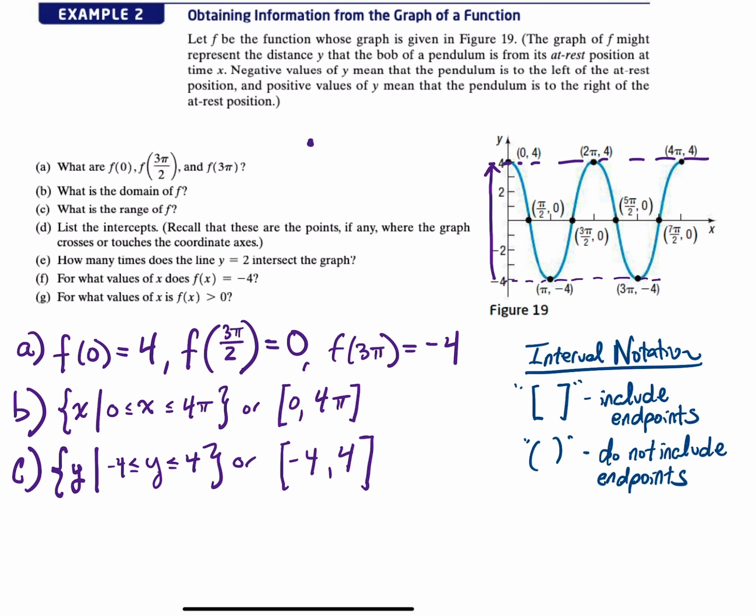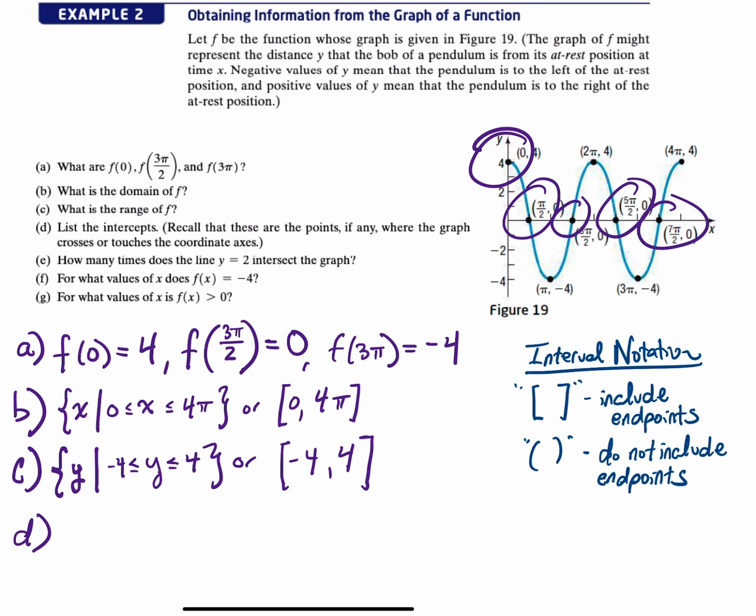So D is asking to list our intercepts. And it says, recall that these are points, if any, where the graph crosses or touches the coordinate axis. So in this case, they're looking for both the x and the y intercepts. So I see we have one here. And then also here's our x-intercepts. This is where you're crossing that middle point in the pendulum swing. So we have this one y-intercept and then our 4 x-intercepts.